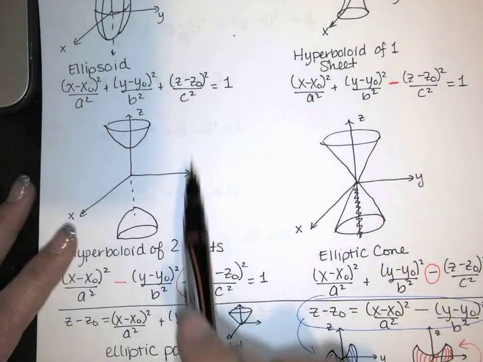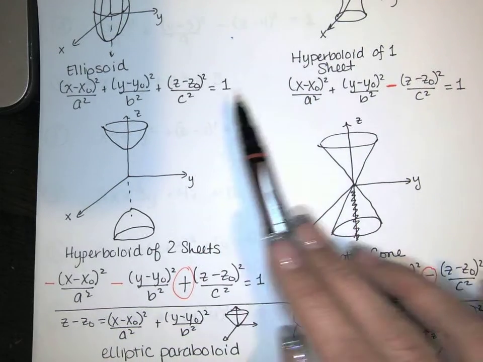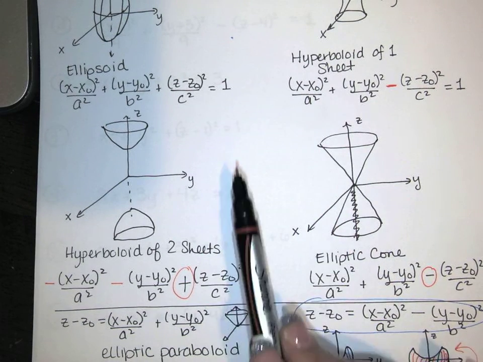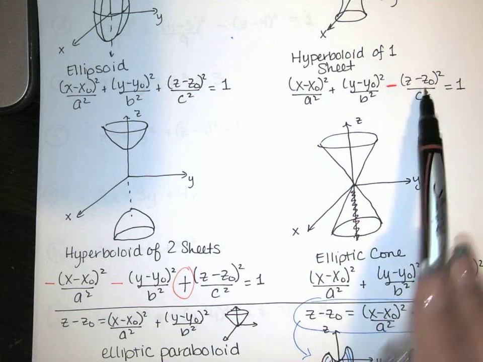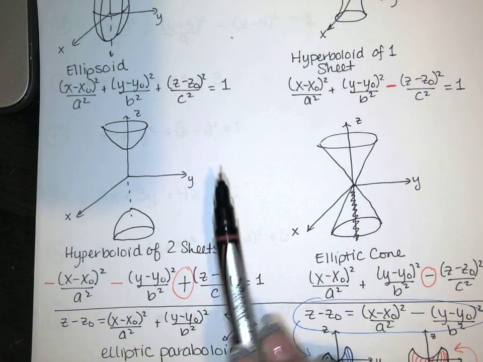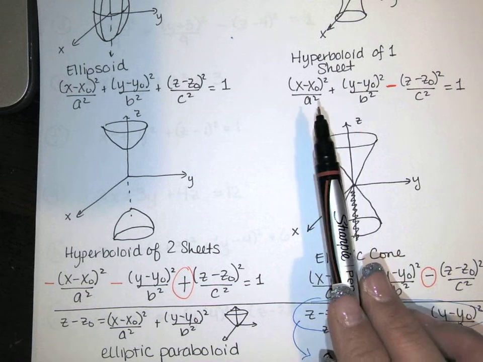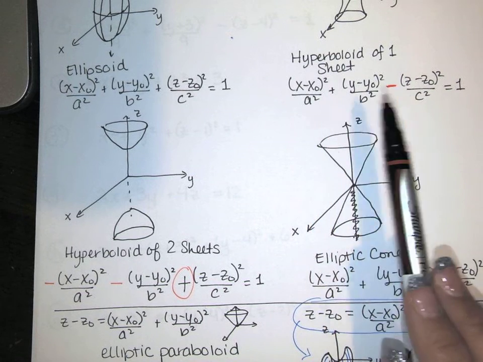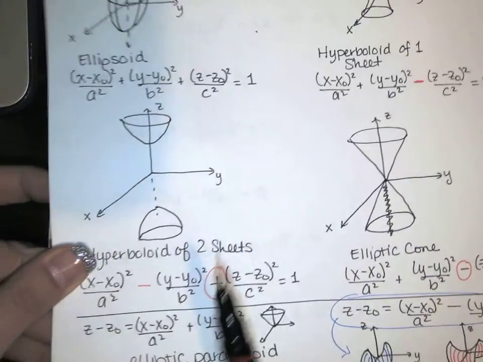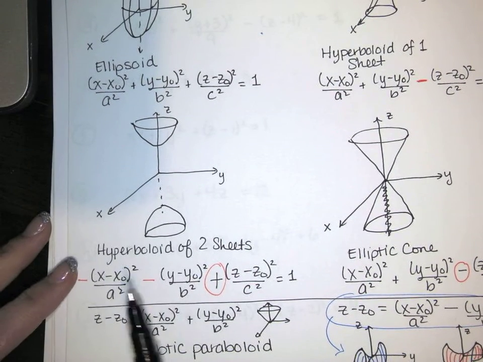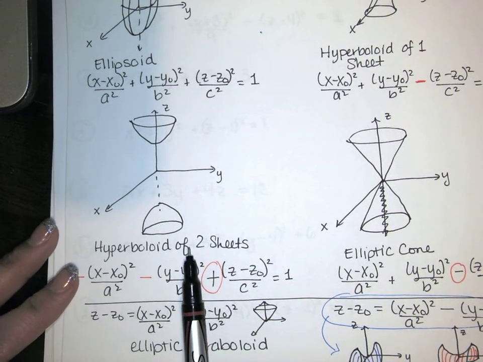So for all of these, we've got a constant on the right-hand side. If it wasn't 1, we could make it 1 by dividing. All 3 variables are squared here and here and here. They all have 1s. The ellipsoid has all 3 positive. The hyperboloid of 1 sheet has 2 positive and a negative. The negative indicates the axis of symmetry. Hyperboloid of 2 sheets has 2 negatives and a positive, and the positive term indicates the axis of symmetry.